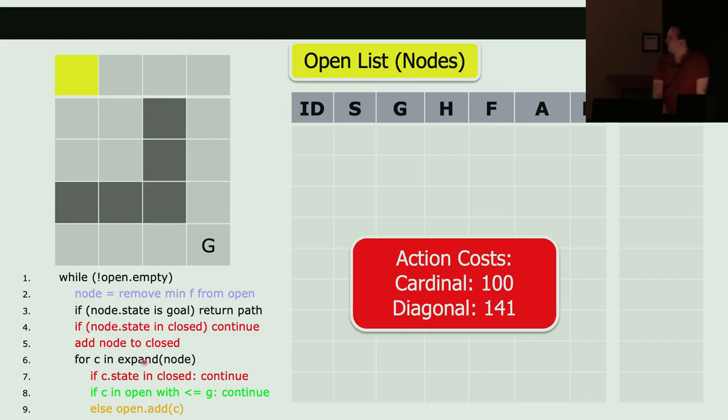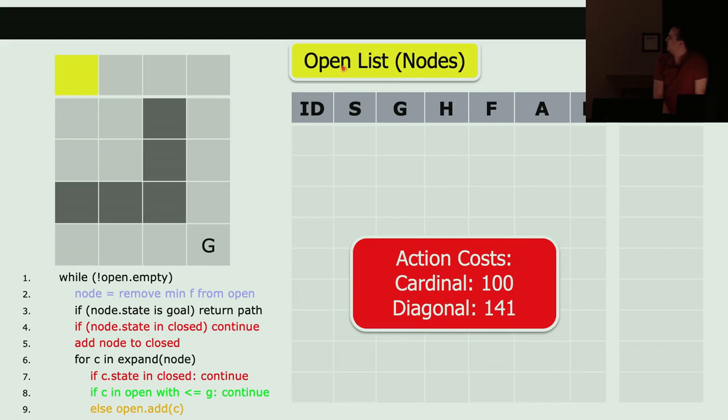Then, for every legal child of this node, if that state is in the closed list, don't add it to the open list. If the child's state exists in the open list with a lesser G value, then don't add it to the open list. That's that memory optimization. Otherwise, if it's not in the closed list and a better path isn't already in the open list, then add it to the open list. Okay, so that's the A star search algorithm in a nutshell. And for our assignments, we are using a cardinal action cost of 100 and a diagonal action cost of 141.